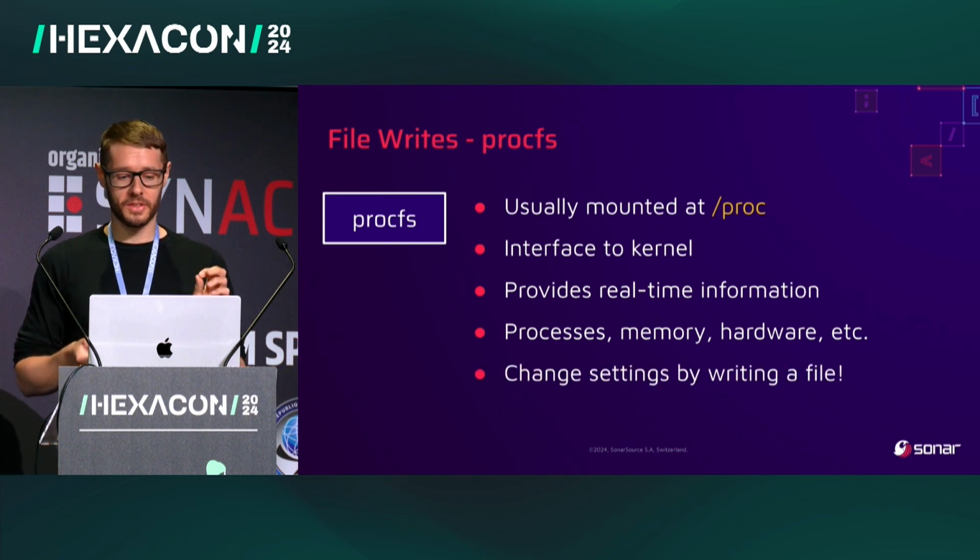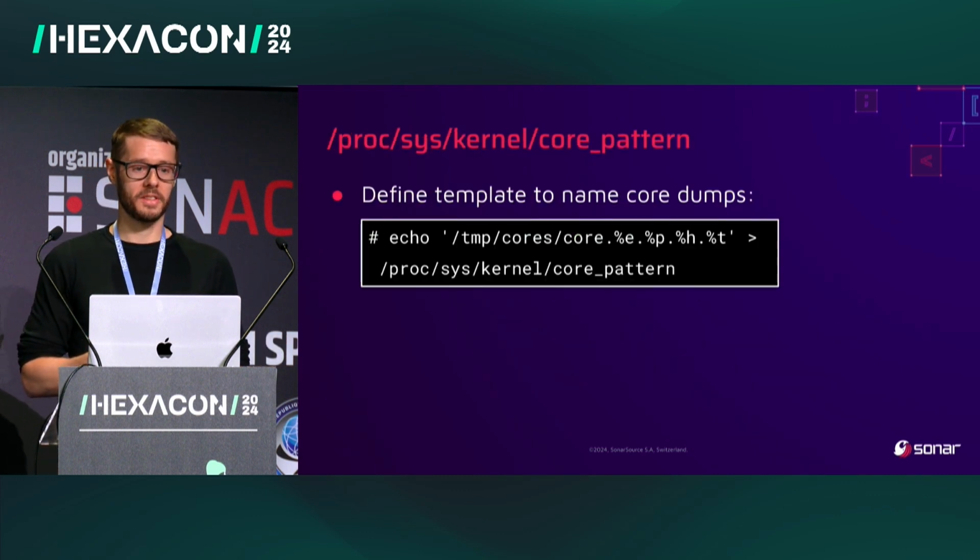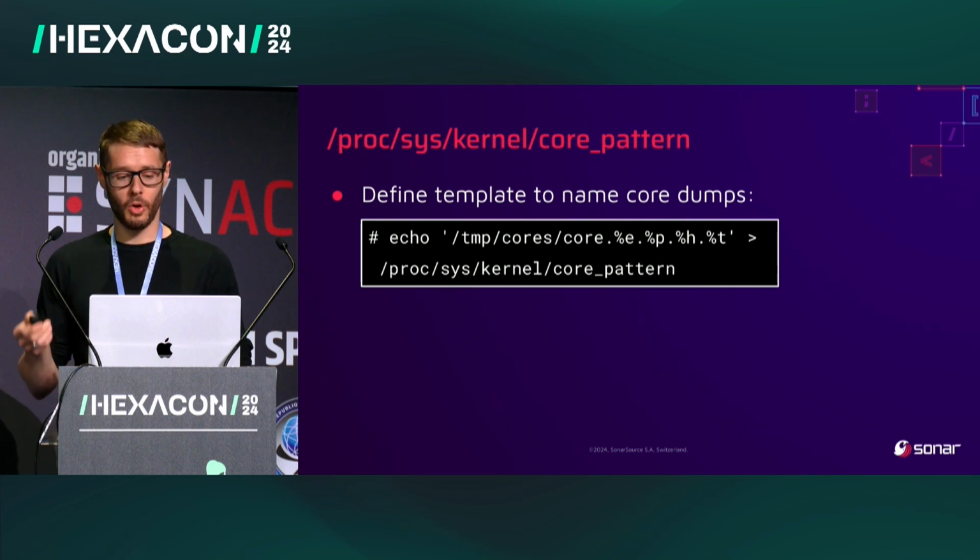But it also allows us to change system settings by writing to the related file under /proc. And there are some interesting techniques to turn this into code execution. For example, the core pattern file. This file resides under /proc/sys/kernel and can be used to configure a name template for core dumps that are created when an application crashes.